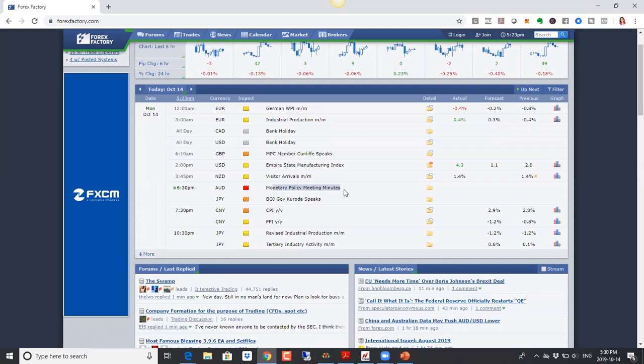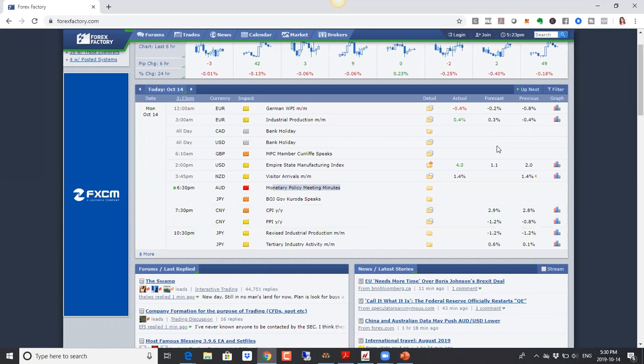And then the other thing we have to pay attention to here will be the CPI number for China. So the CPI number is an inflation number, which is a very important data point that the central banks track, and it shows how the economy is doing. If the CPI number is below expectations here, then we are likely to see a drop in Australian dollar and New Zealand dollar as a result of this CPI number, because they are trade partners with China.